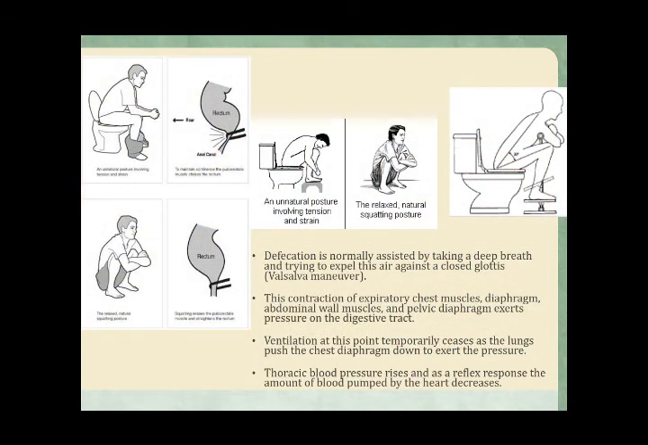Defecation in humans usually takes place together with the holding of breath and trying to expel through this hold the breath. We call it peneran in Malay, or the Valsalva maneuver in English. When you do that, you will contract your respiratory chest muscles and diaphragm. The abdominal wall muscles and pelvic diaphragm will make a force, make a pressure on the digestive tract. At this point, you will stop breathing for a while, and your blood pressure will rise. Why does your blood pressure rise? Because you are actually constraining, and the amount of blood that is pumped by the heart will decrease.